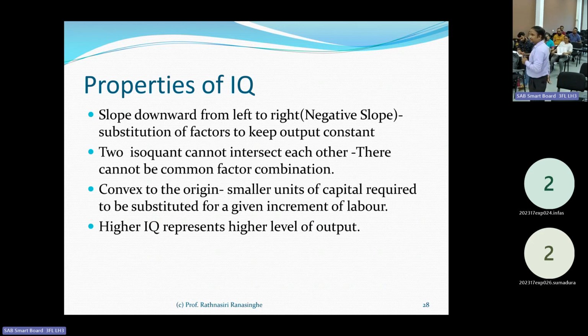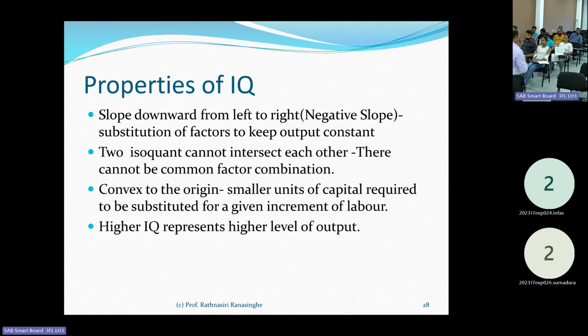That implies substitution. On the isoquant, we substitute one factor for another. Suppose you want to increase the labor input, but to keep the same level of output along the curve, we have to substitute the other factor. So when you increase labor input, you have to sacrifice capital input, at a different ratio. That's why it is negatively sloped.